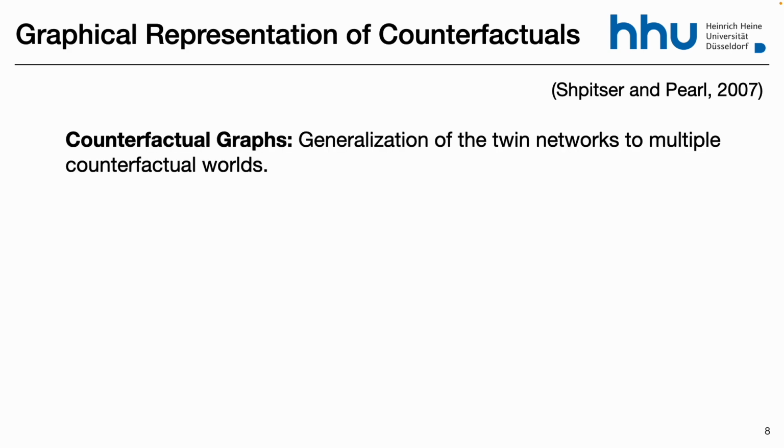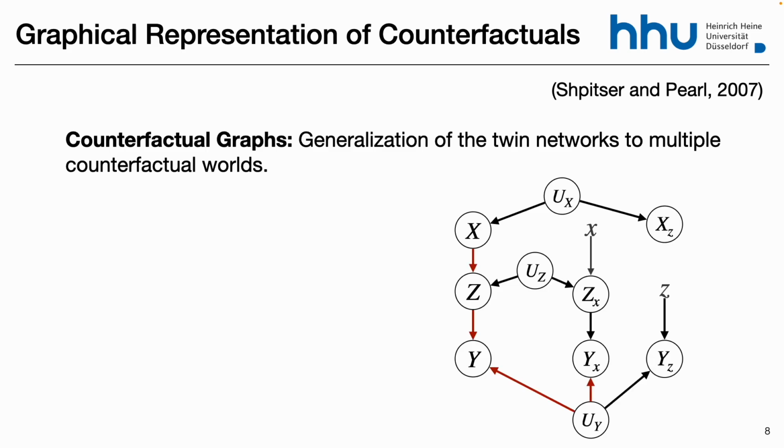And as I said, Spitzer in 2007 with Pro, they generalized the twin networks to multiple worlds. So it's not only sub X and the observational. We can actually have different copies, one for different realities. For example, for the same graph, I have here X, Z, and Y. That's the observational world. That's the graph for intervention on X, and that's the graph for intervention on Z. So it's just a chain. When I have intervention on X, I remove the X, and when I have intervention on Z, I remove the Z, and this edge doesn't exist anymore.